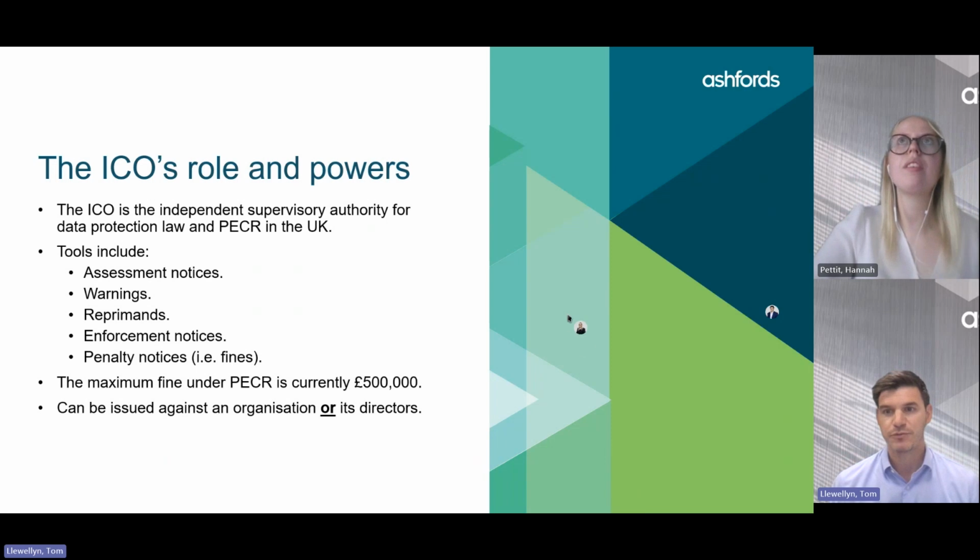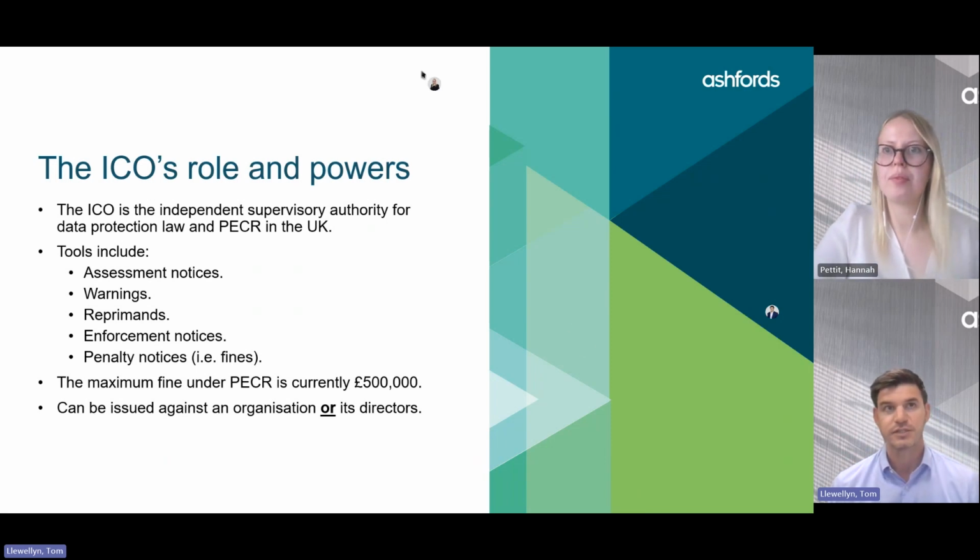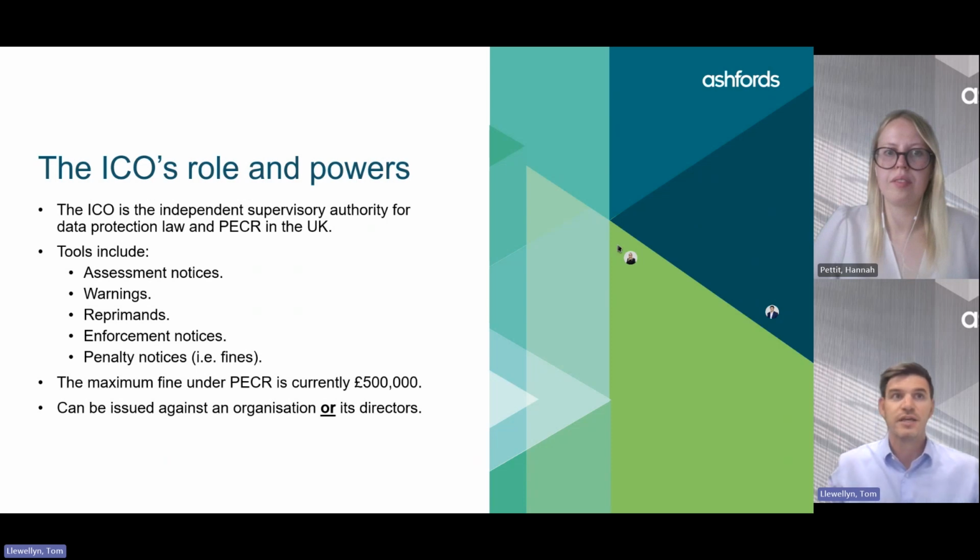But I thought it's first helpful to have a quick look at the ICO's role and powers in terms of marketing enforcement. And so, as I'm sure everybody knows, the ICO is the independent supervisory authority for data protection law and PECA in the UK. In terms of marketing enforcement, its tools include assessment notices, warnings, reprimands, enforcement notices, and penalty notices or fines.